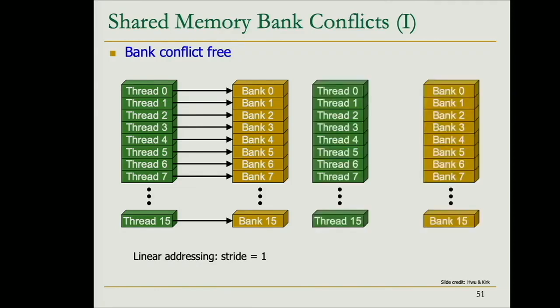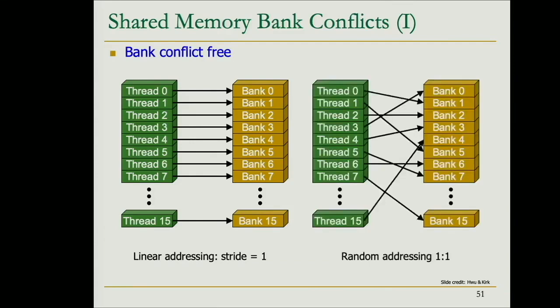This is another example as well. We don't need to always have linear addressing. We can also have random addressing or different addressing. The all important thing is that all these 16 threads belonging to the same warp are accessing different banks each. This way, we will be able to exploit the maximum bandwidth of the shared memory.